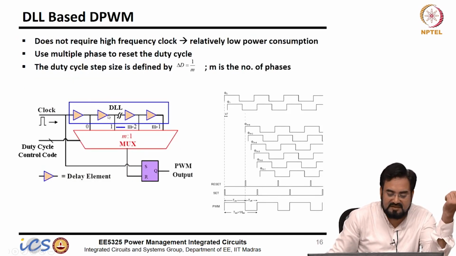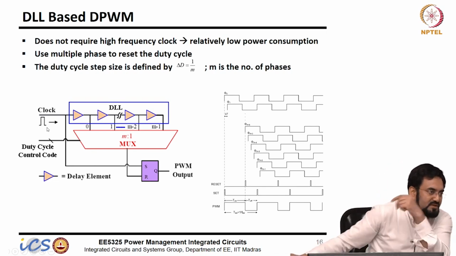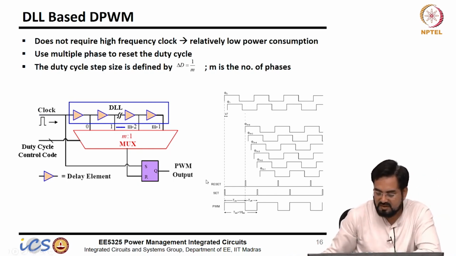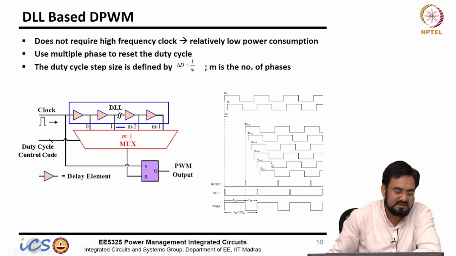So the code will decide which phase to pass to reset, and set is always appearing at the positive edge of your 1 megahertz clock or so. So this is how it will be looking like. Each phase will be delayed based on your resolution.